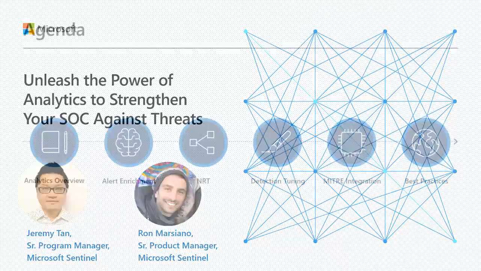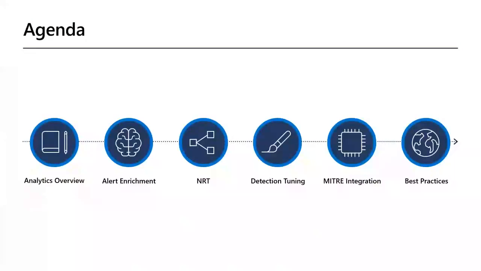Here's the agenda for today. We'll begin with an overview of Microsoft Sentinel analytics, where you'll learn what rule types are available out of the box and the workflow visualization for scheduled rules. This is to cover the fundamentals of analytics. Then we'll discuss how to gain more context and information for threat hunting, investigations, and response with alert enrichment. After that, we'll focus on some of the newer features, such as NRT or near real-time rules, which allow you to shorten the threat detection time.